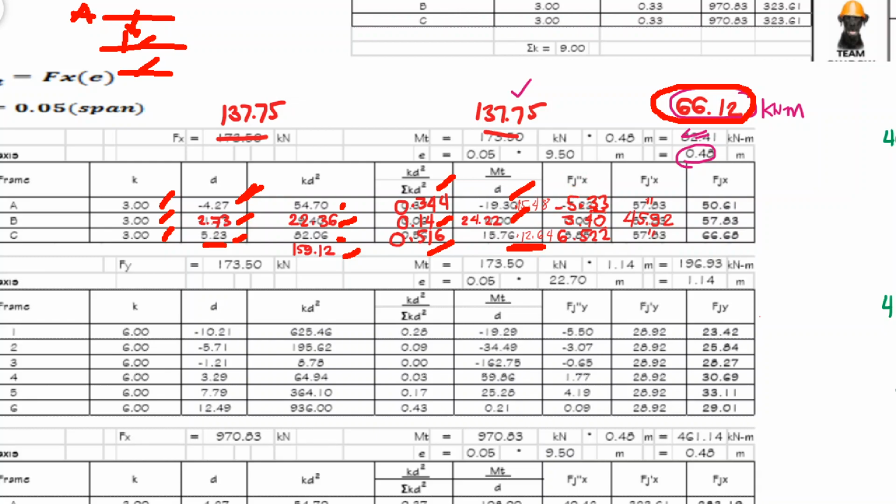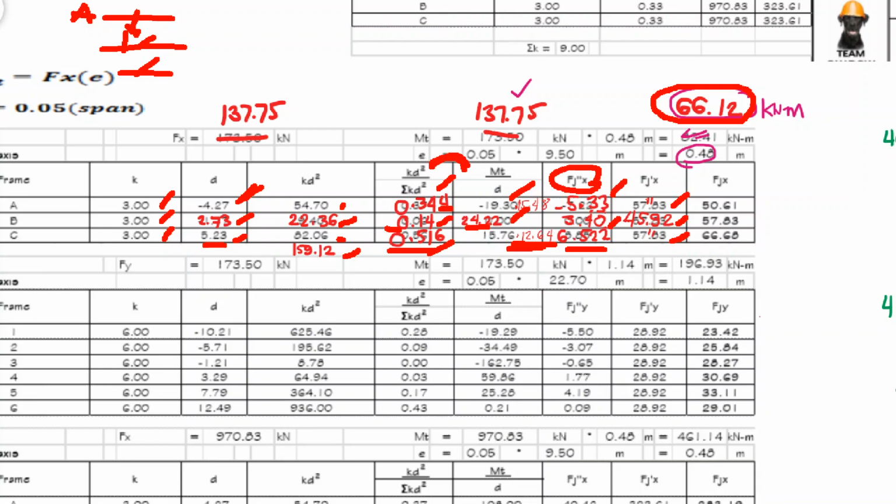So, fj double prime x is simply multiplying these two columns. 0.344 times 15.48 is negative 5.33. 24.22 multiplied by 0.14 is 3.4. And 12.64 multiplied by 0.516 is 6.522. Then you have a column for fj prime x from earlier, the 45.92, the direct shear.